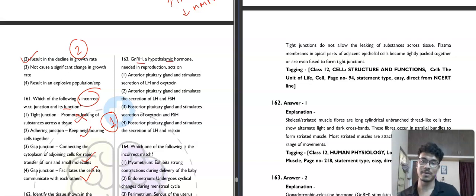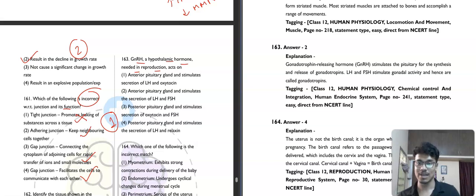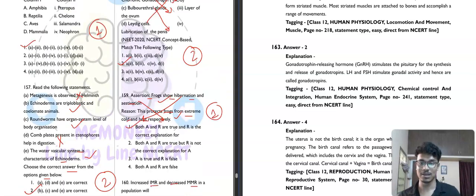GnRH, a hypothalamic hormone needed in reproduction, acts on... So where does GnRH act? The GnRH basically acts on the anterior pituitary gland and stimulates the secretion of luteinizing hormone and follicle stimulating hormone. Second option will be your correct answer. Then question number 164.